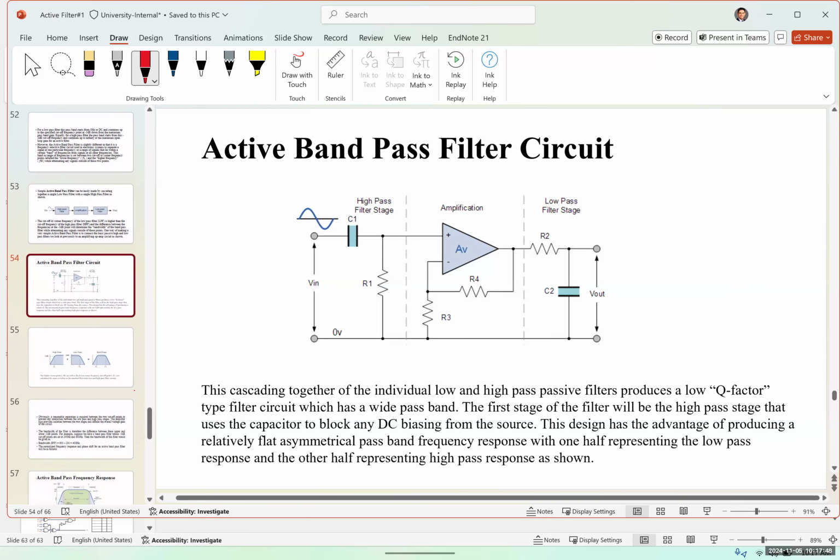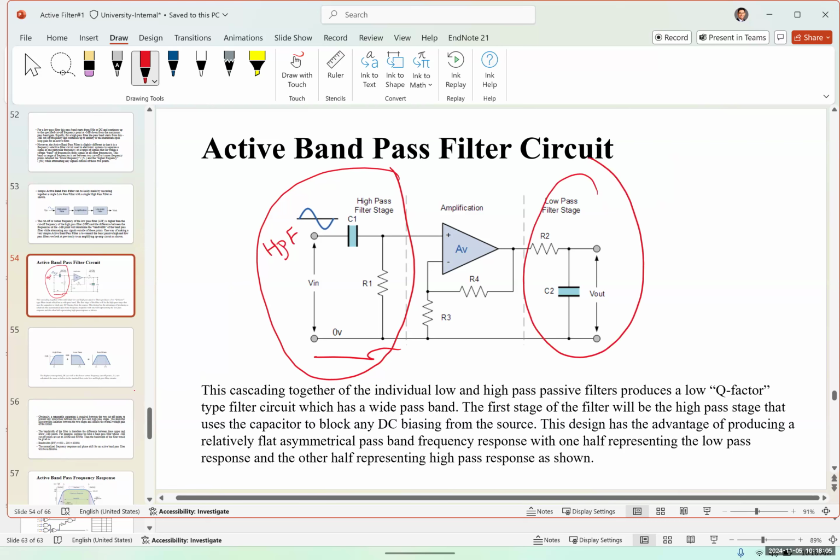So this is a schematic of an active bandpass filter. On the left, we see the passive high pass filter, HPF. And on the right, you can see the low pass filter. And in the middle, you see the active element, which is the amplifier, providing amplification.